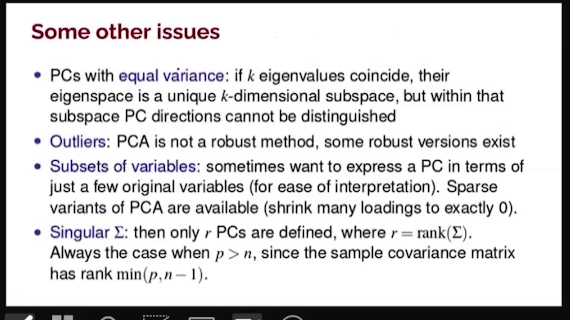Okay, so some other issues. At times we could have principal components that have the same variances, a situation where all the eigenvalues are the same. What do we expect? Initially, we expect the first principal component to have the largest, going in decreasing order. But at times, we could have situations where the eigenvalues coincide. That's going to be an issue, but we have a way to deal with it.